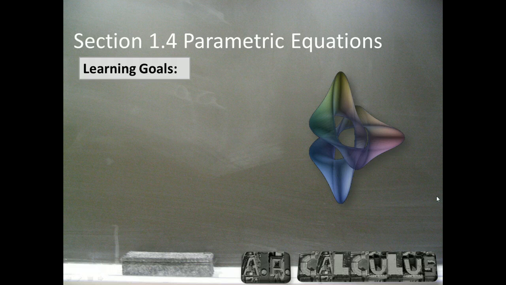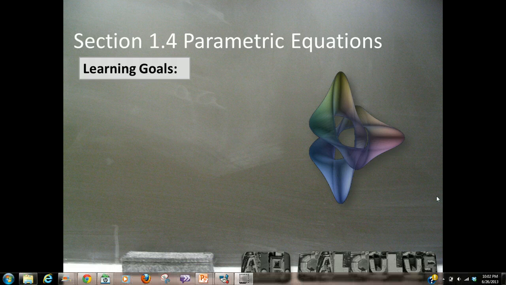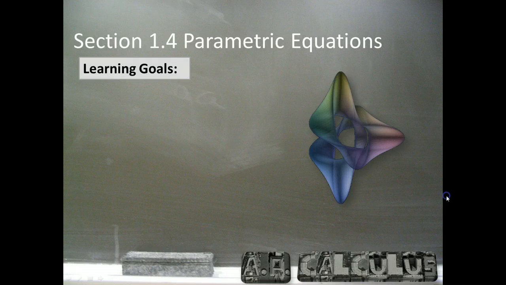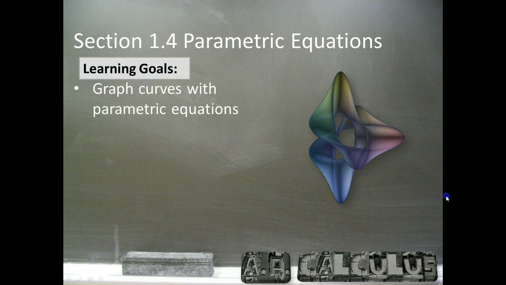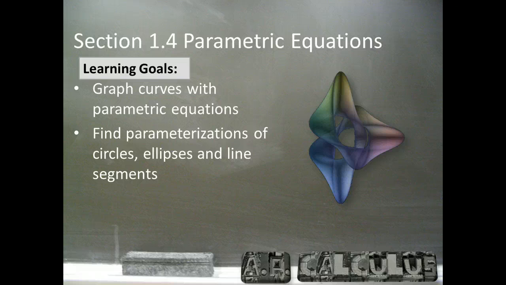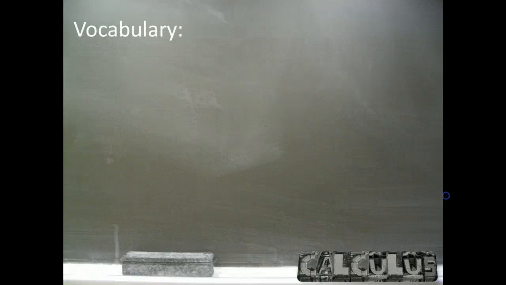And I believe section 1.4 is where you're probably going to hit some stuff that you have not yet seen for the first time here in AP Calculus. So here are our learning goals for the section. We're going to graph curves with these parametric equations. And then we're going to find the parameterizations of circles, ellipses, and line segments. So let's jump in and get started.